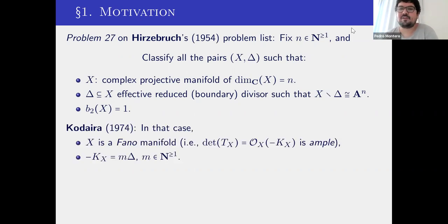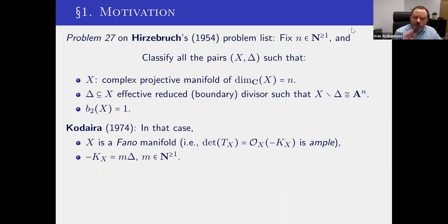So nowadays, using the technology of the cones of divisors, there are many ways to see it. We can show that these varieties have to be Fano. But this was already observed by Kodaira with analytic methods, so I wanted to mention it. So in this case, X is a Fano manifold, which means that if you take the tangent bundle, this is a rank n vector bundle, you take the determinant, you obtain the line bundle, which is the anti-canonical line bundle. And the Fano condition means that this line bundle is ample. So you can use this line bundle to embed your variety into a projective space. Moreover, all these conditions imply that the anti-canonical divisor, if you think of this line bundle as a Weil divisor, has to be a multiple of the boundary divisor, okay?